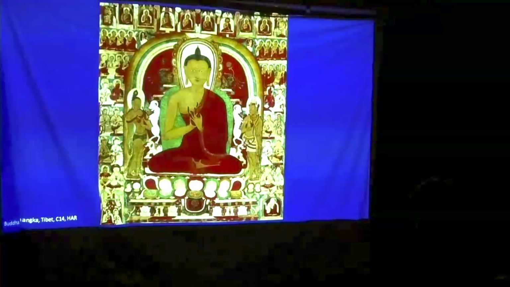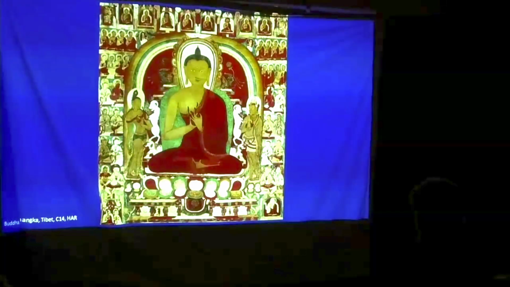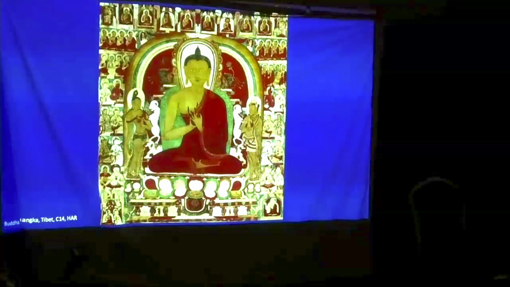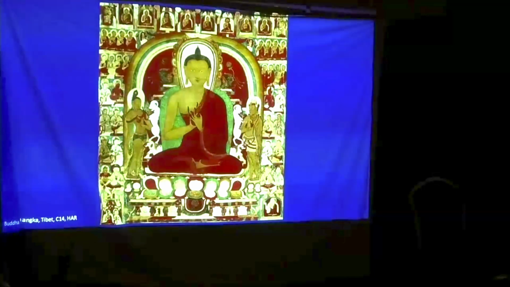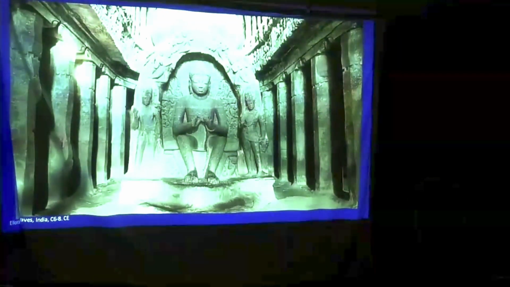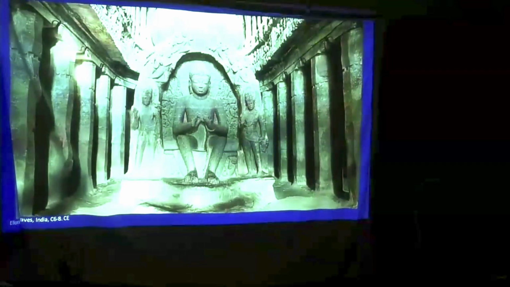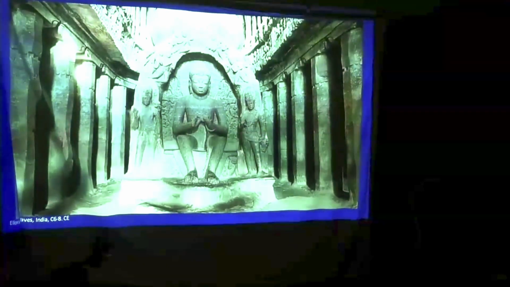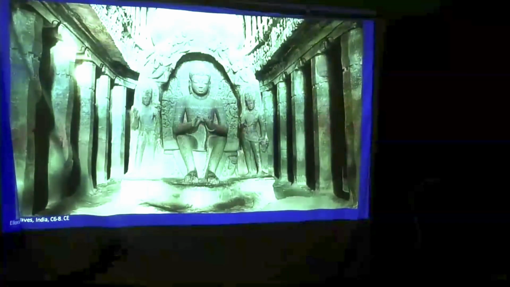And here's another one. This is the Tibetan painted image of the Buddha teaching. And again, there's a great crowd of people, but the Buddha is right at the center of this. And then here again, we've got the Buddha teaching. This is at Ellora Caves in India. And he's got these two figures flanking him now.